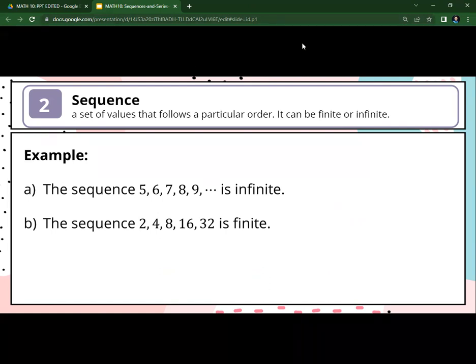Now, paano po natin malalaman if it's infinite or finite? Now, as you can see sa infinite, may makikita kayong 3 dots na susunod. It symbolizes infinity. Okay? While sa finite, as in the given numbers are there, there's no 3 dots na makikita. So that is the difference between infinite and finite.